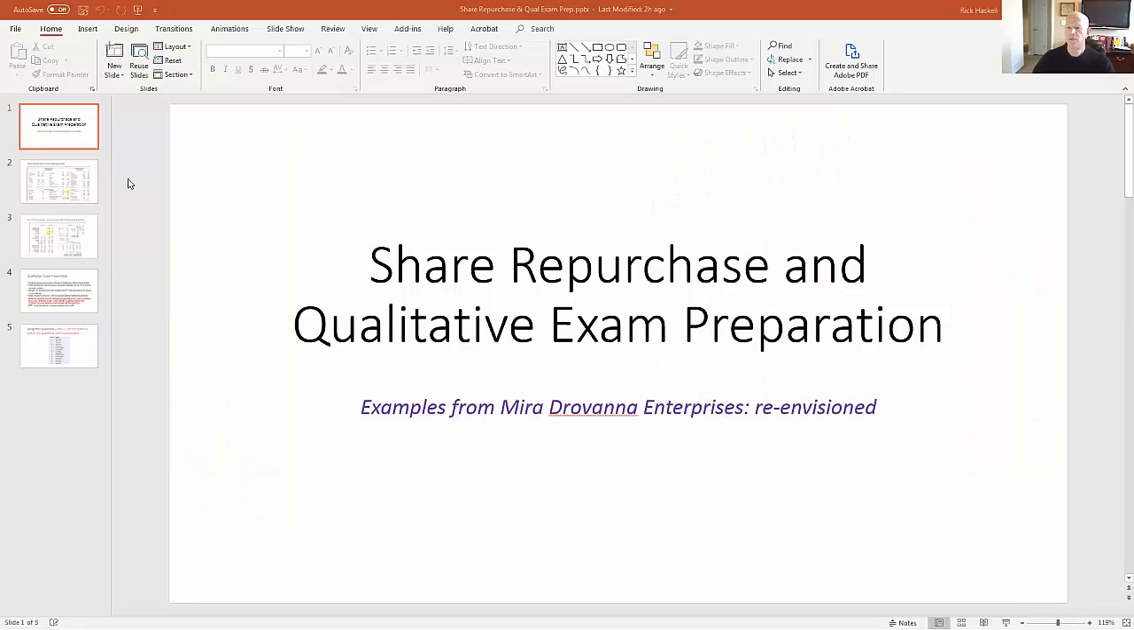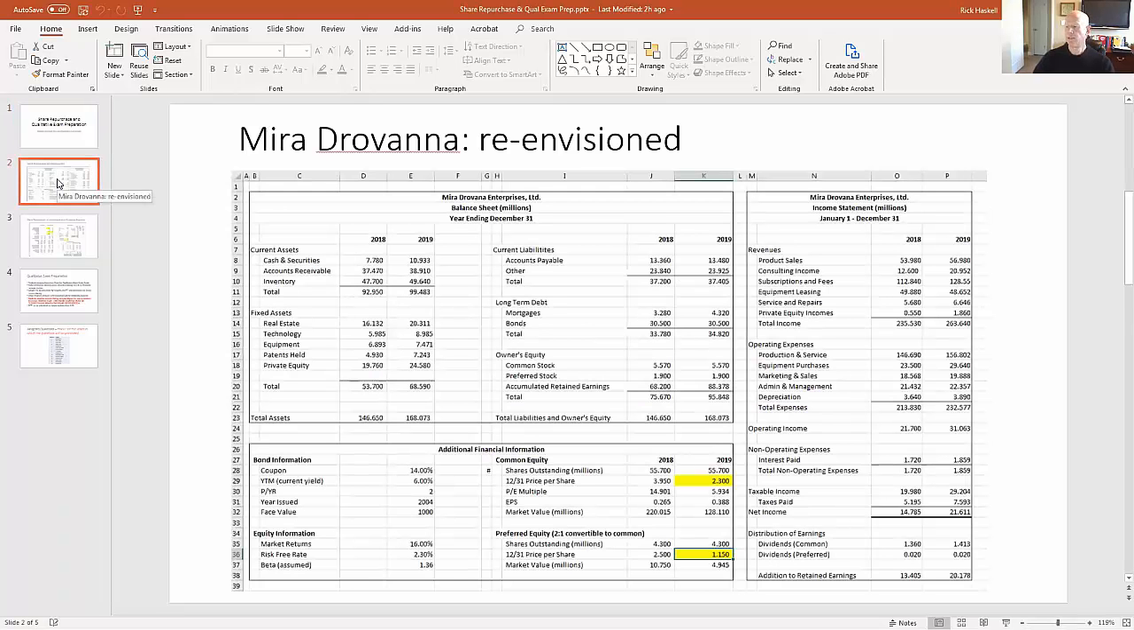So let's go ahead and begin to talk about share repurchases, and then we'll move into doing some preparation for the qualitative exam next week. So I'm going to go ahead and bring up the PowerPoint. And as we do this, I'm going to first show you an image of what the spreadsheet that I put together for Mira Drovanna looks like with respect to looking at share repurchases.